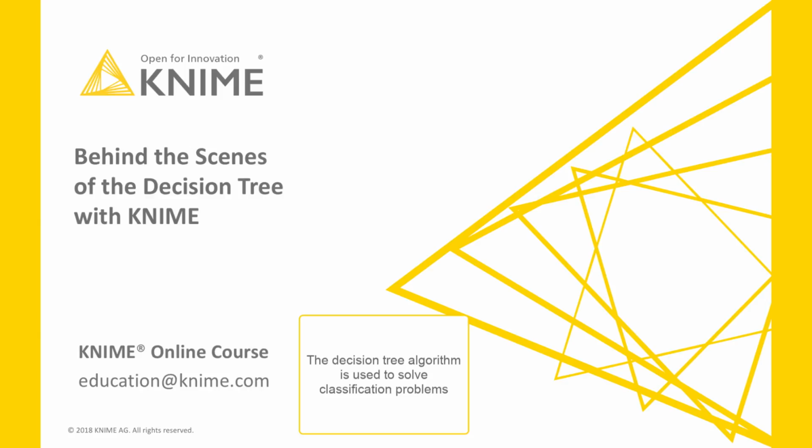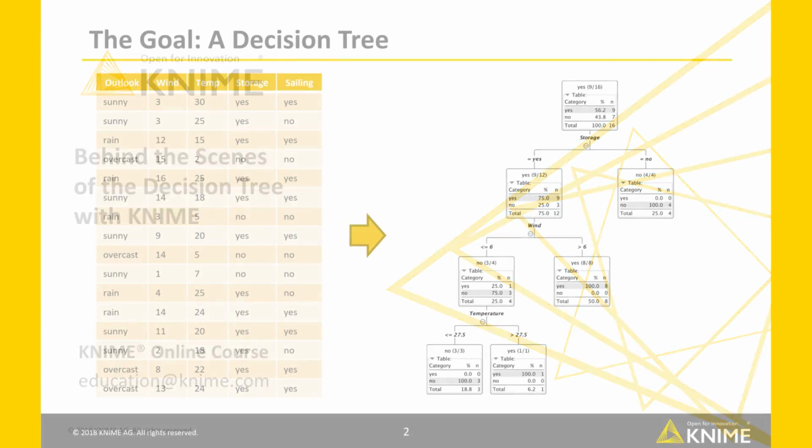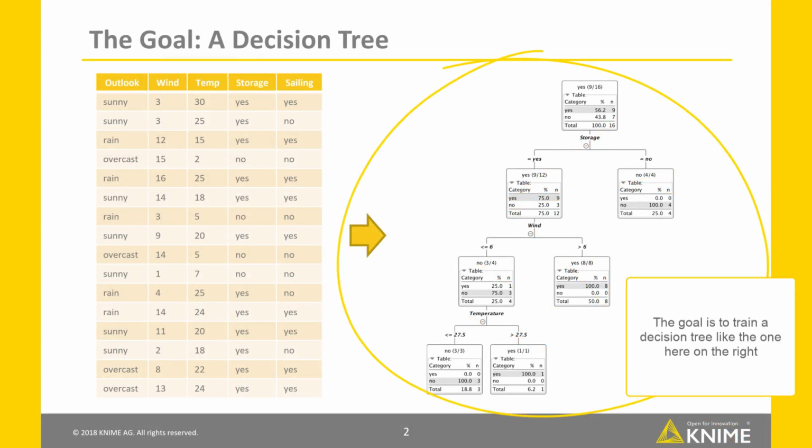The decision tree algorithm is used to solve classification problems. In KNIME Analytics Platform, the algorithm runs in the background of the decision tree learner node. Today we want to see how it works. The goal is to train a decision tree like the one here on the right.